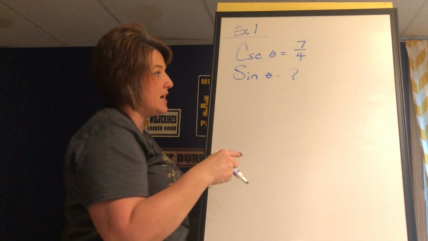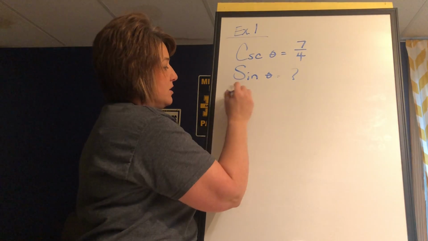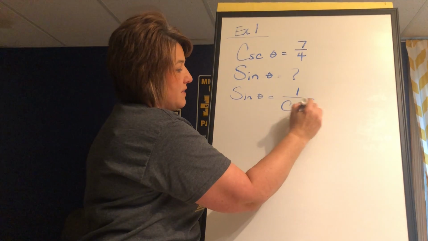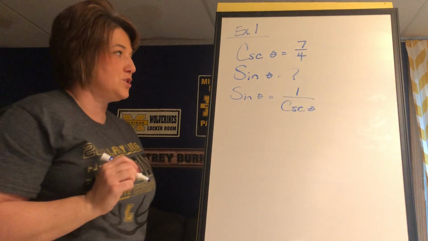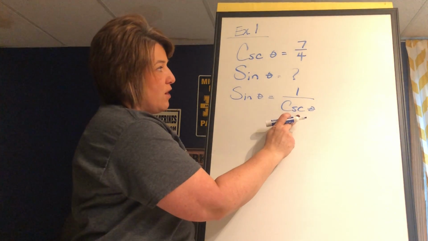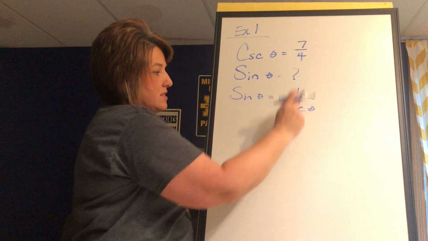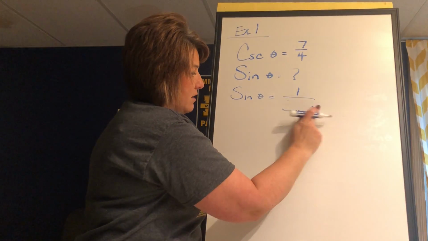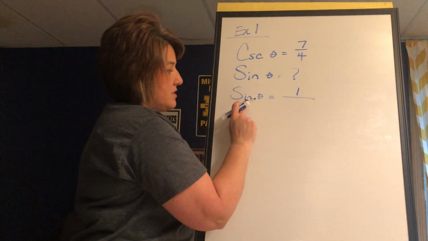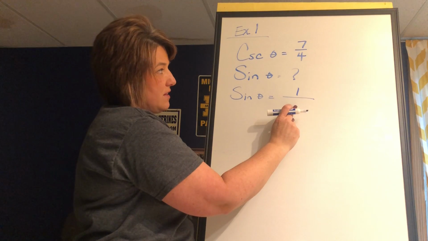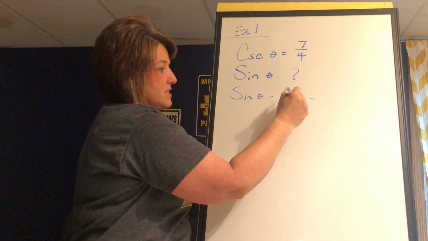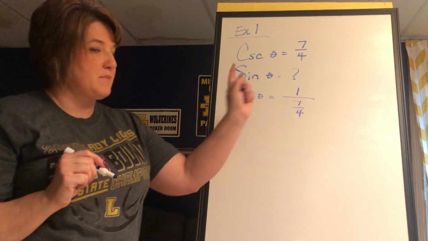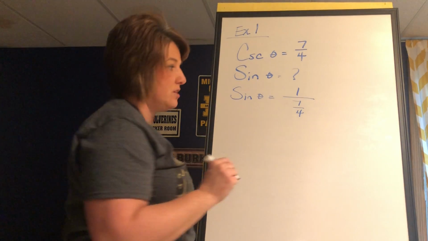So you use that identity and just set up your equation, you know that the sine of theta is equal to 1 over cosecant theta. So we just plug that identity in there. And now what I can do is substitute this in here for the cosecant of theta. I'm just going to erase this. I know that sine of theta is equal to 1 over cosecant theta, and cosecant theta happens to be 7 over 4. So now all I have to do is do this math problem, which is a complex fraction.